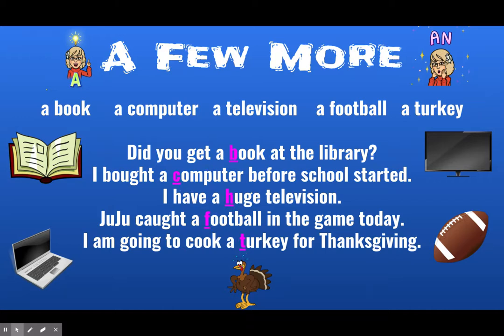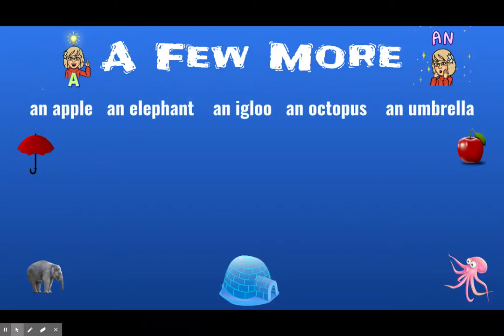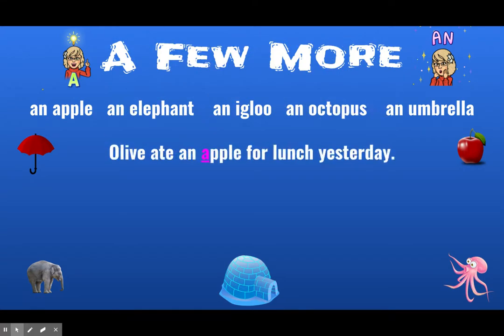Now let's look when it's an. All right. An apple, an elephant, an igloo, an octopus, an umbrella. So we have a, e, i, o, u. So therefore we're going to use the article an. Let's look at it in a sentence now.